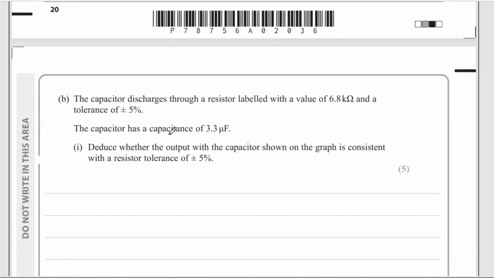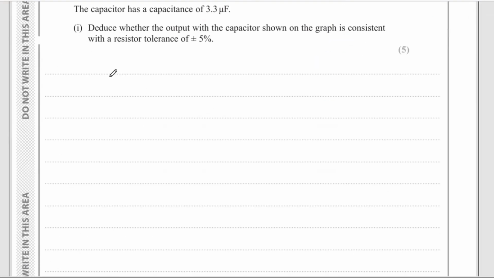So the capacitor has a capacitance of 3.3 microfarad, and we need to deduce whether the output with the capacitor shown on the graph is consistent with the resistance tolerance of plus minus 5% or not. So basically, we're just talking about the resistance calculation. In this question, I'll be using the main formula for the voltage during the discharging, and that was log V equals log V naught minus t upon RC. That is the formula I'm going to use.